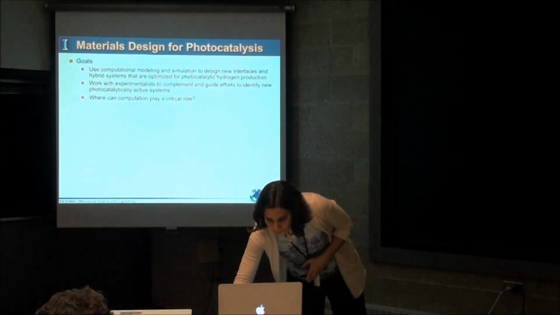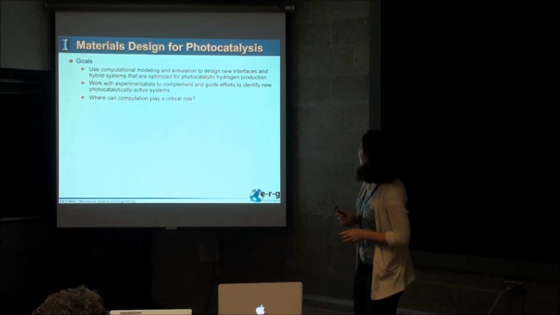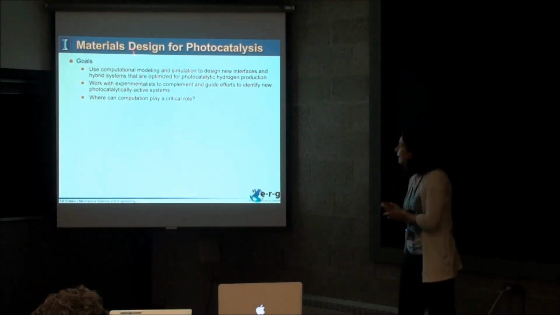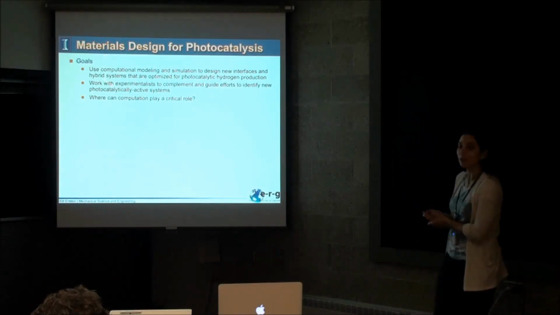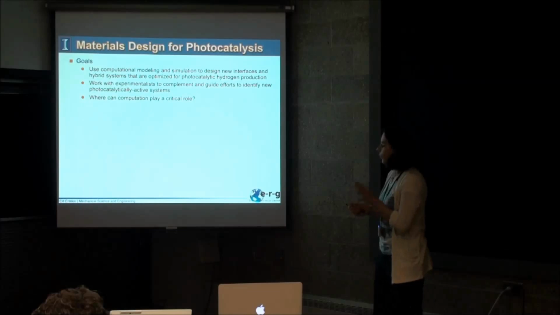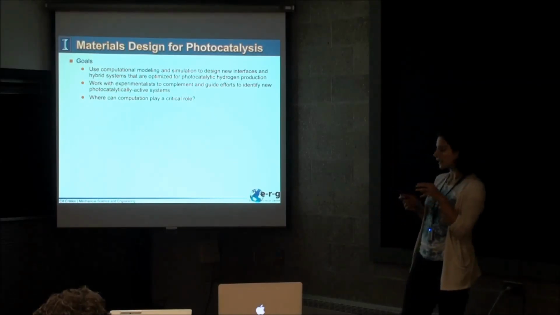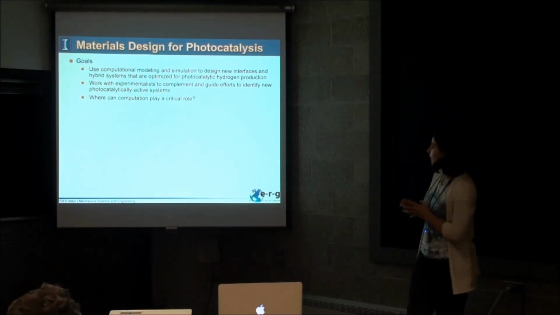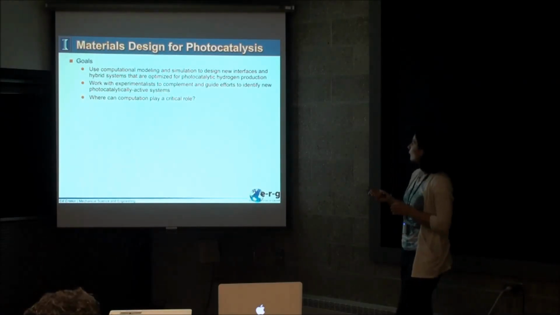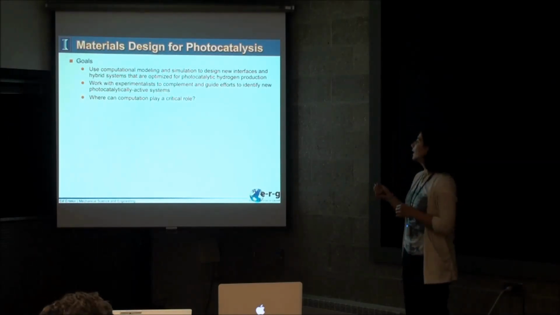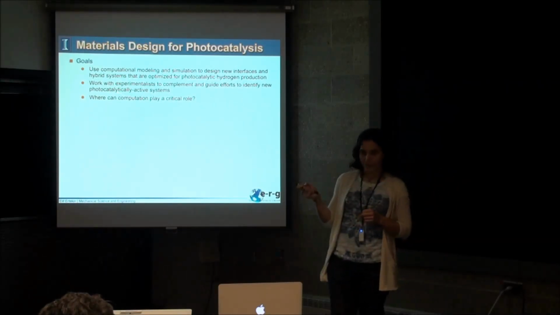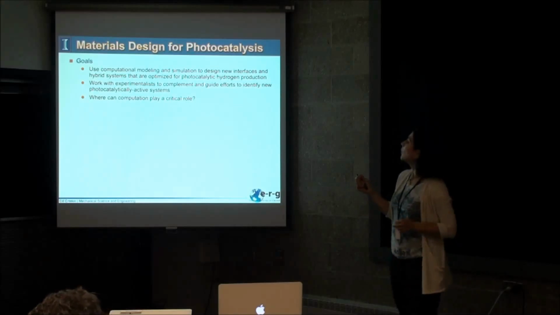So let me show you a little bit about what we can actually do with a theory like density functional theory. I'm going to try to apply it to materials designed for photocatalysis. The idea here is to use computational modeling and simulation to design interfaces, integrated systems that are optimized for photocatalytic hydrogen production by water splitting. And this is work that I've gotten involved with through my involvement with the Eisner program here.